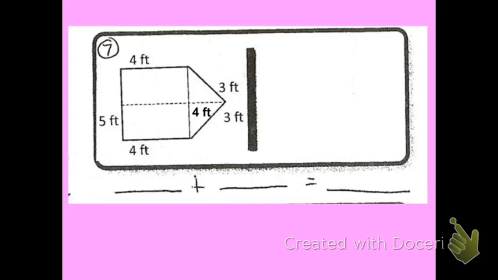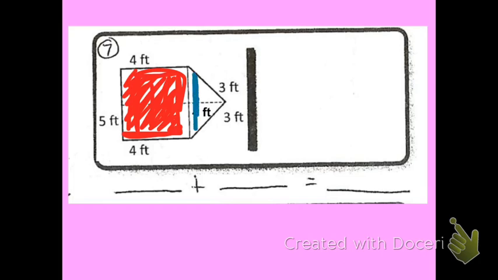Okay, so let's color code it. Let's make the rectangle one color. So I'm going to make my rectangle red. You do whatever color you want. And then we're going to make our triangle a different color. I'll make mine blue. All right, so let's start with the rectangle.